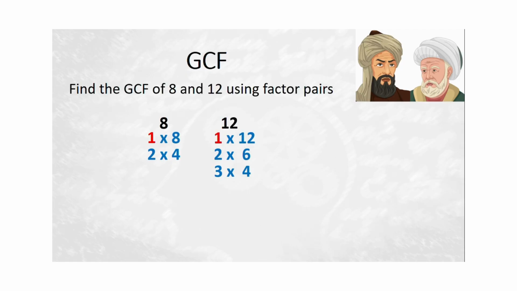So 1 is a factor of both, and 1 is a factor of everything. 2, that one's in both of them. 3 is not, but 4, that one's in. And there's no other number that's bigger. 4 is the biggest that is in both, so it's the greatest common factor.